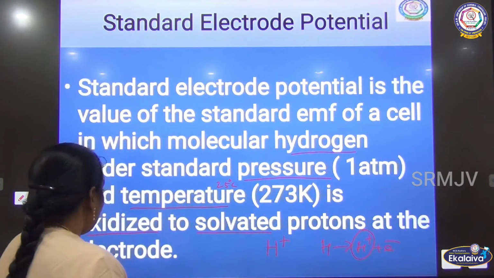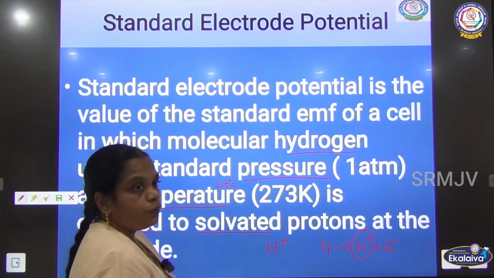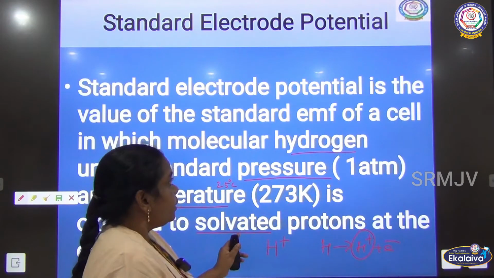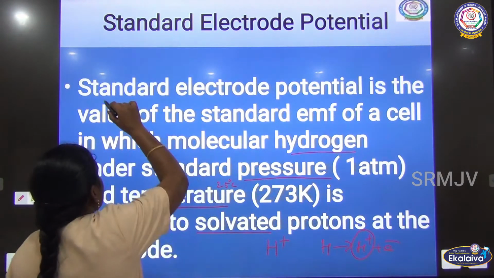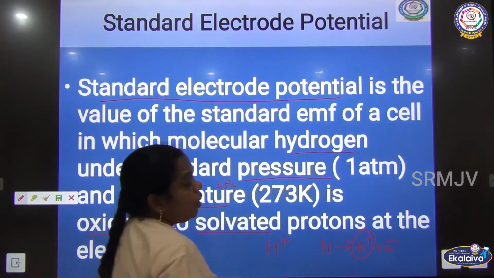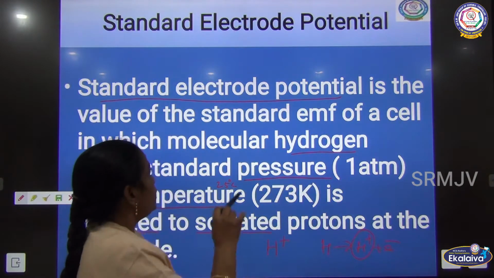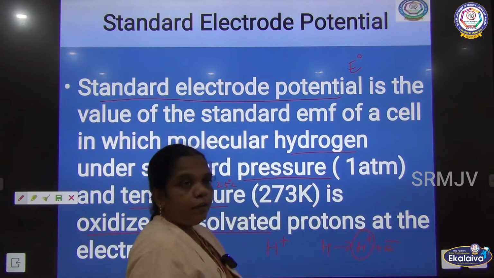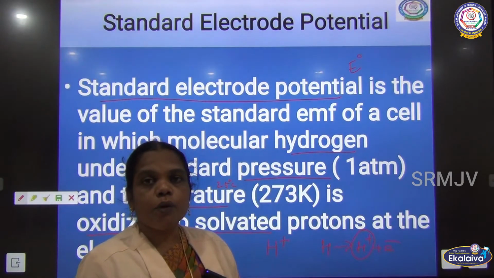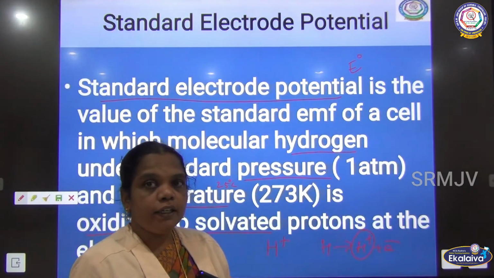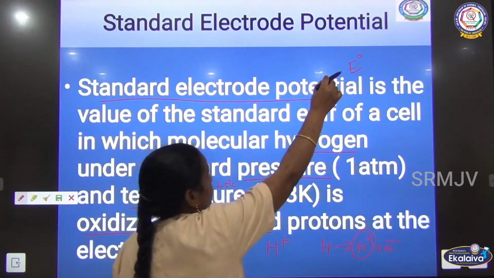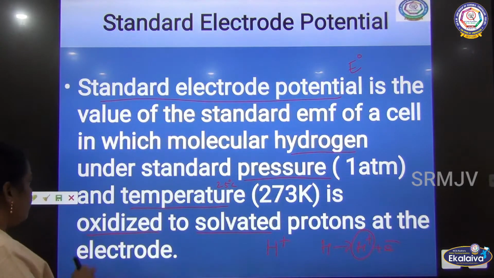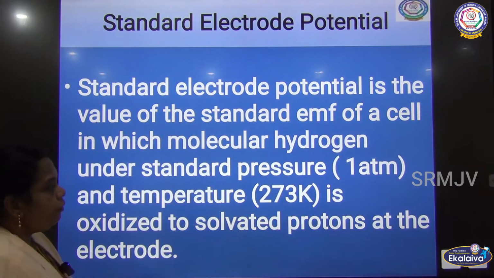So that H plus ion is expressed as proton. The EMF value at the stage at which the proton is solvated, that EMF is called the standard EMF or the standard electrode potential, which is denoted by E0. The electrode potential is expressed as E, and the standard electrode potential is expressed by E0. By this value we are going to find the standard EMF for every element.